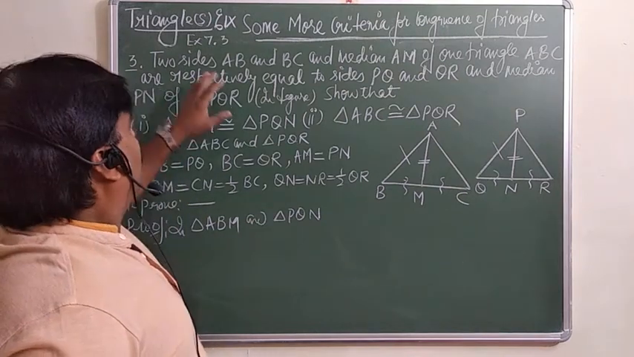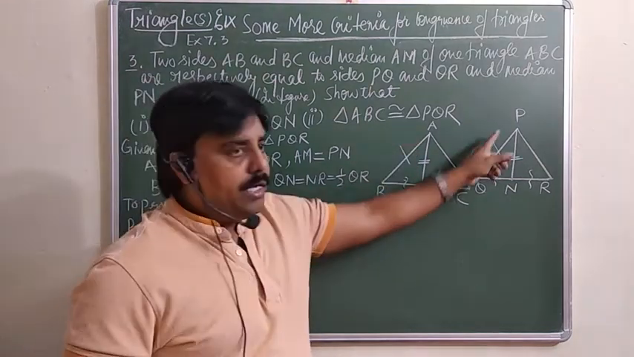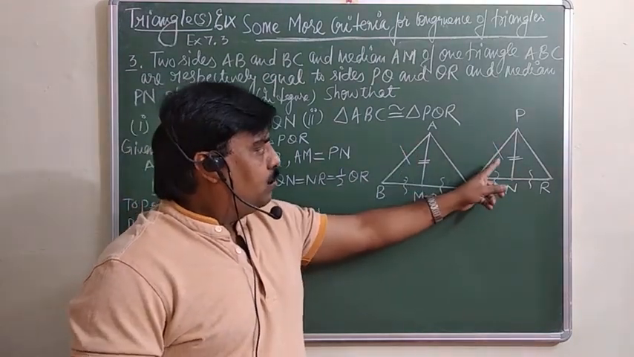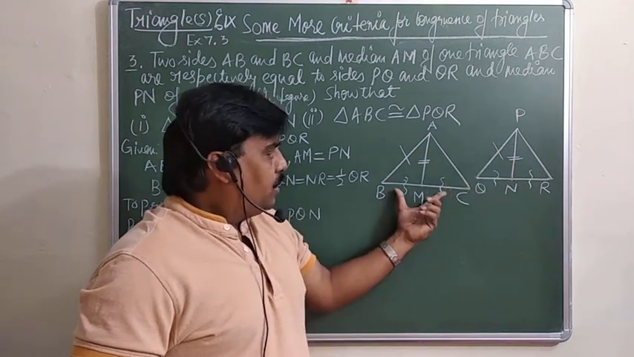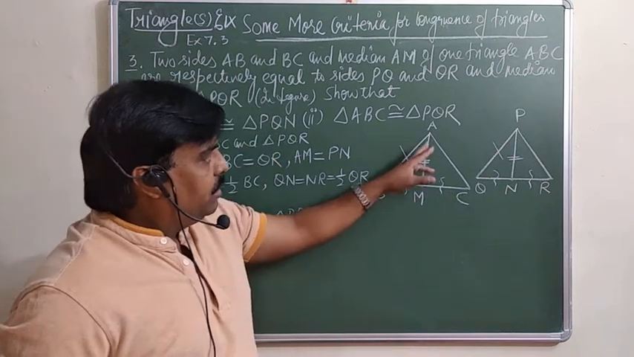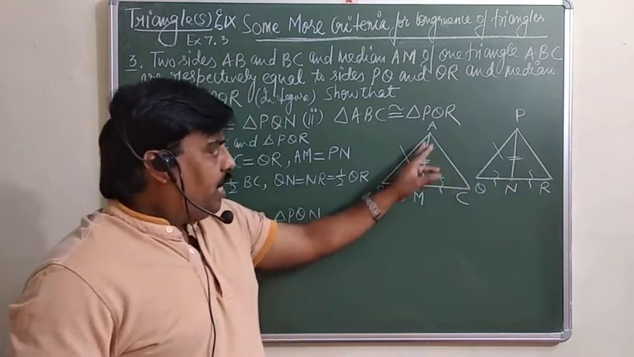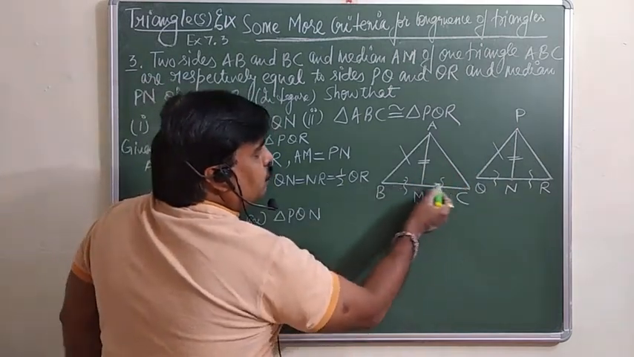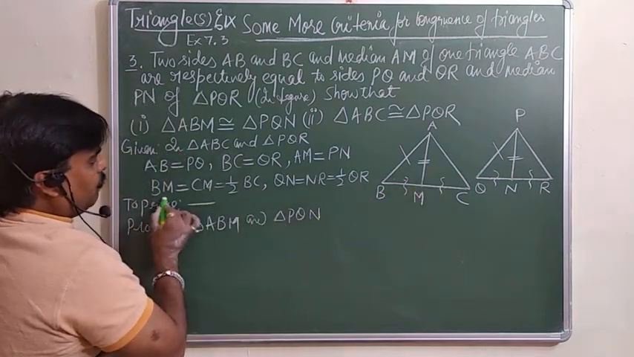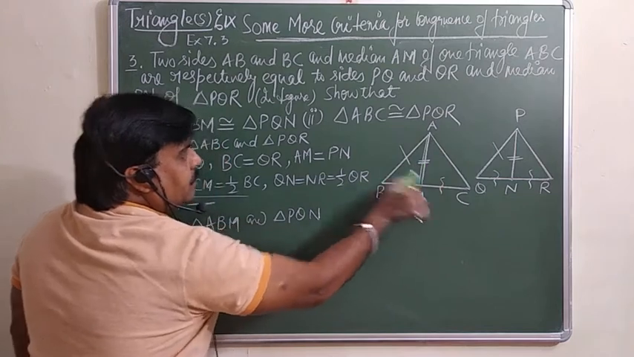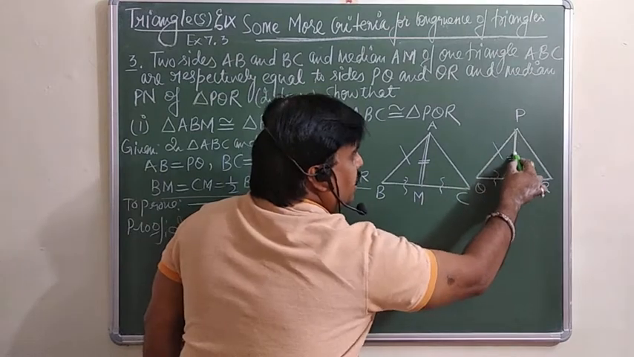Now the next question is, there are two triangles given, ABC and PQR, in which AB is equal to PQ and AM is equal to PN, BC is equal to QR is also already given, and one more piece of information is also given, that AM and PN are the medians. So AM is a median means it will divide BC into two equal parts, then BM will be equal to CM, equal to half of BC, because AM is a median. Similarly QN is equal to NR is equal to half of QR because PN is a median.